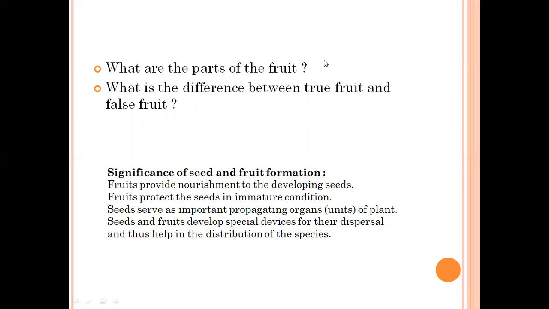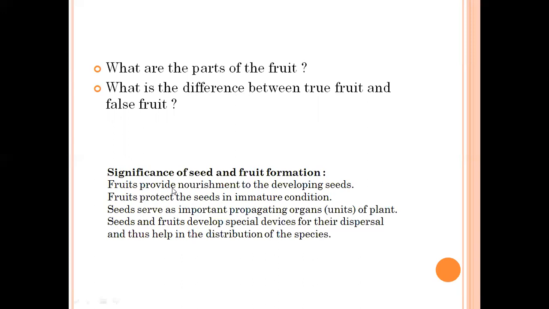So this is the answer to the first question. Second, what is the difference between true fruit and false fruit? We have also discussed it. True fruit means the fruit which develops from the ovary, and the fruits which develop from other parts of the flower other than the ovary, when fruit formation happens from parts other than the ovary, that is the false fruit.